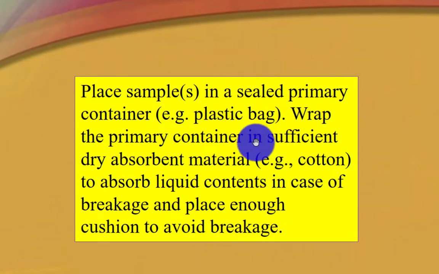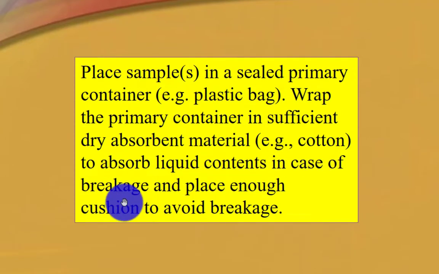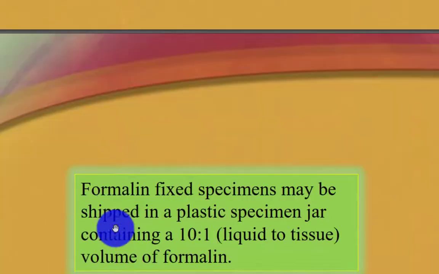Place samples in a sealed primary container, such as a plastic bag. Wrap the primary container in sufficient dry absorbent material, such as cotton, to absorb liquid content in case of breakage, and provide enough cushion to avoid breakage.